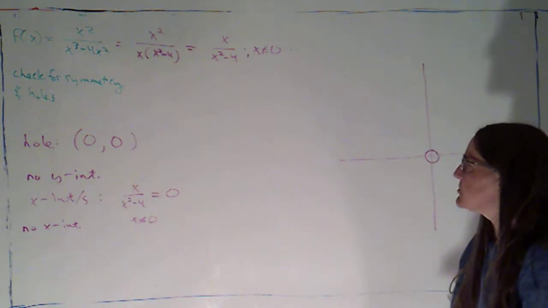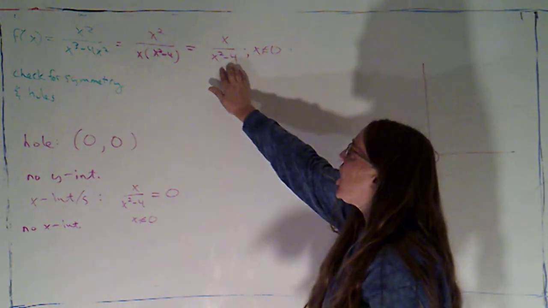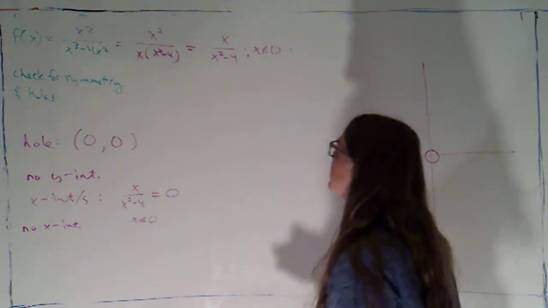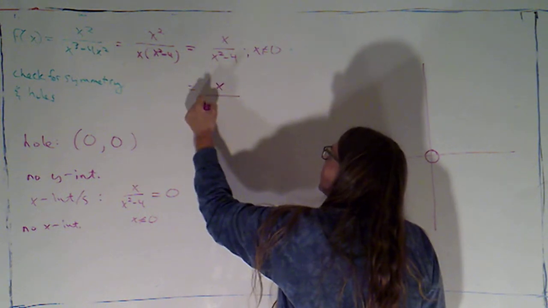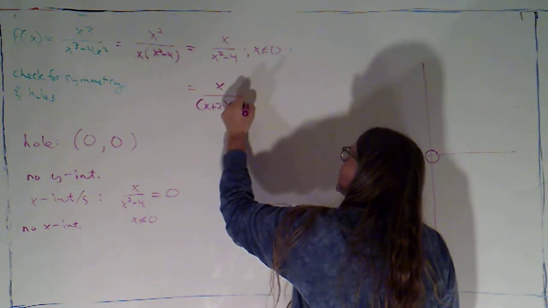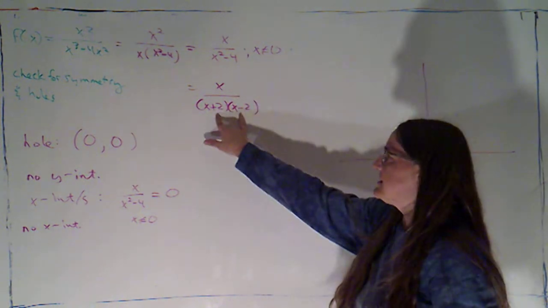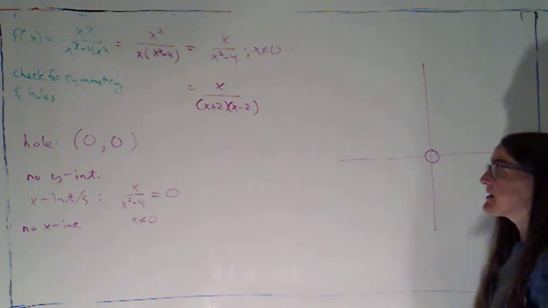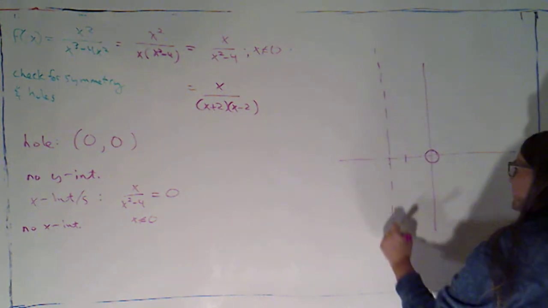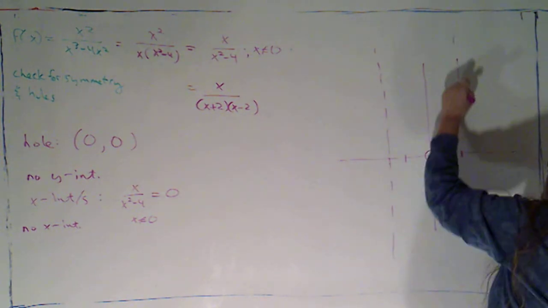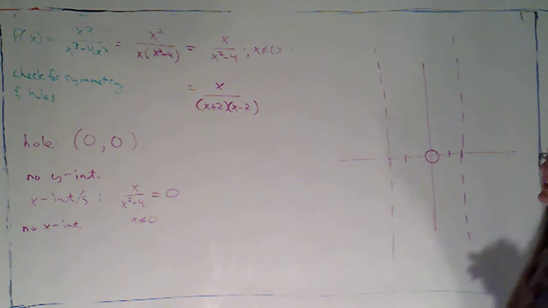Let's check asymptotes. Okay. There are two numbers that are going to make the denominator 0. This is x over x plus 2 times x minus 2. So I can see that both 2 and negative 2 make the denominator 0, but they don't make the numerator 0. So I'm going to have an asymptote on either side there.